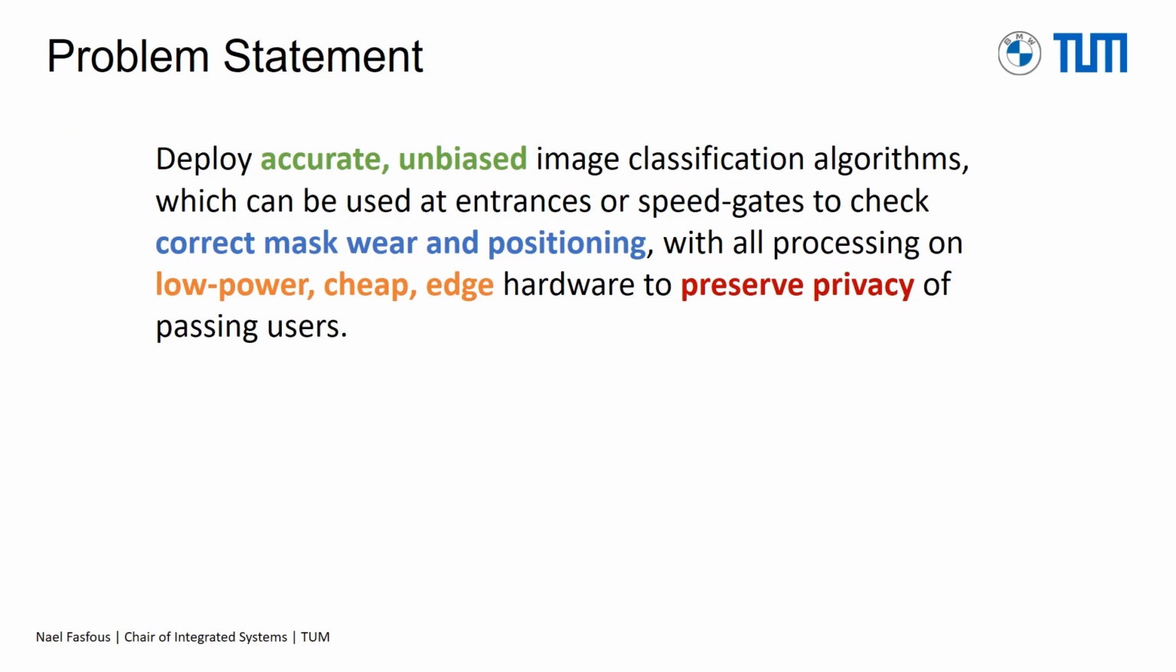So our problem statement is quite straightforward. We would like to deploy accurate, unbiased image classification algorithms, which can be used at entrances or speed gates to check the correct mask wear and positioning. Again, positioning is very important to the correct function of the mask, with all processing happening on low power, cheap edge hardware. Again, for these to be placed ubiquitously in public areas, they have to be cheap and easy to deploy. And finally, we would like to have a privacy-preserving aspect where the processing happens on the edge device and nothing gets communicated to the cloud.